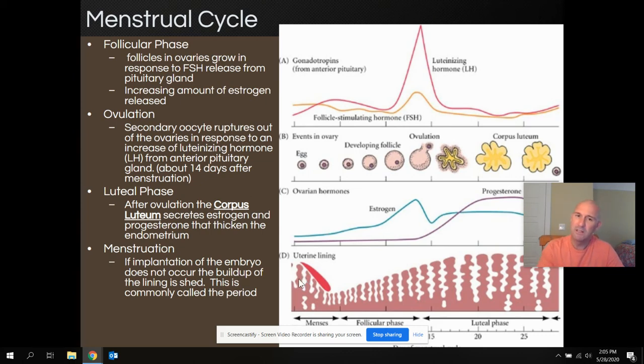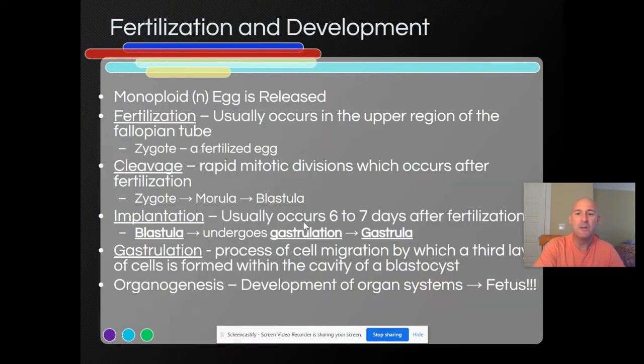Okay. So this is a key one, especially SAT2s. You'll definitely see this on the SAT2s quite often. Okay. So now focusing on what happens if fertilization does take place. Well, we have this haploid egg, N, that is released. Fertilization usually occurs in the upper region of the fallopian tube. We highlighted that before. And that first cell that's been fertilized is known as a zygote. So it's a fertilized egg.